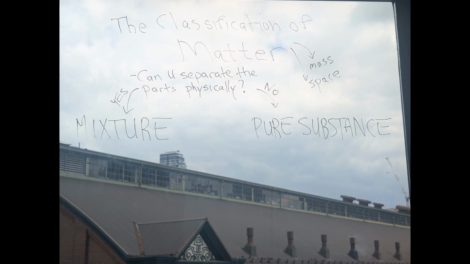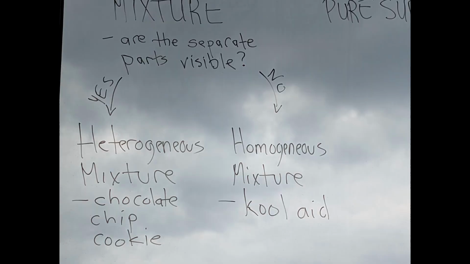Now let's focus in on those mixtures. And we've got a second question we need to ask. Okay, you've got a mixture. I've got another question for you. Are the different parts visible? Now, if they are visible, you have what's called a heterogeneous mixture. And an example of that might be a delicious chocolate chip cookie where you can see the batter part and you can see the delicious chocolate part.